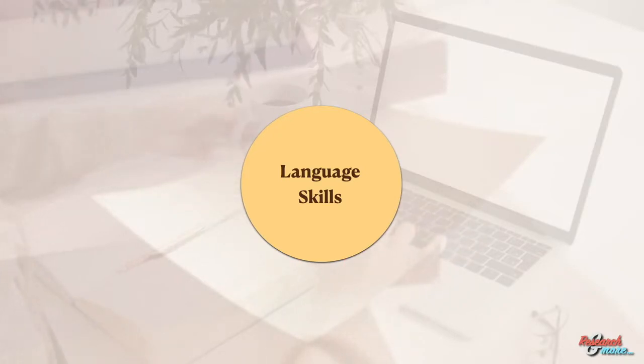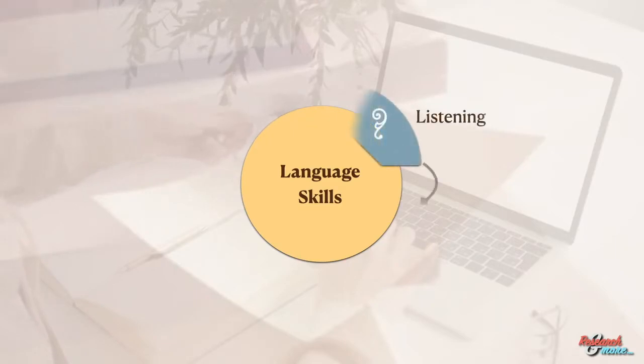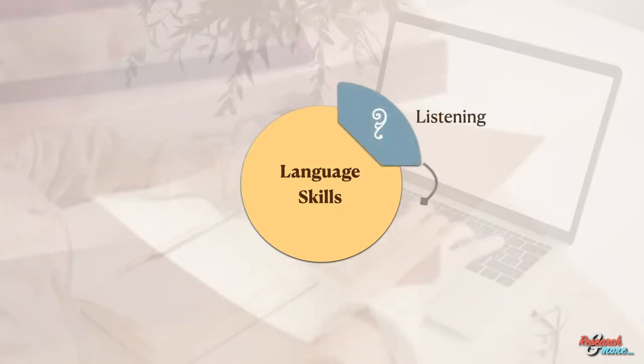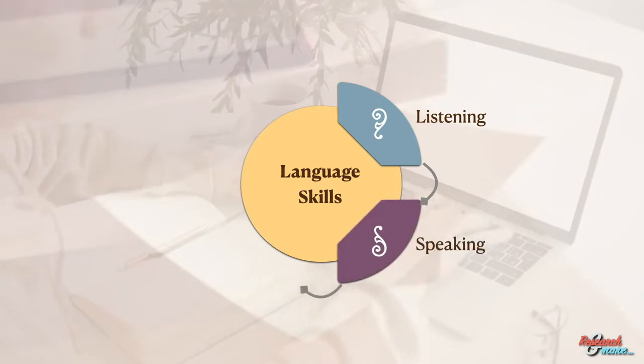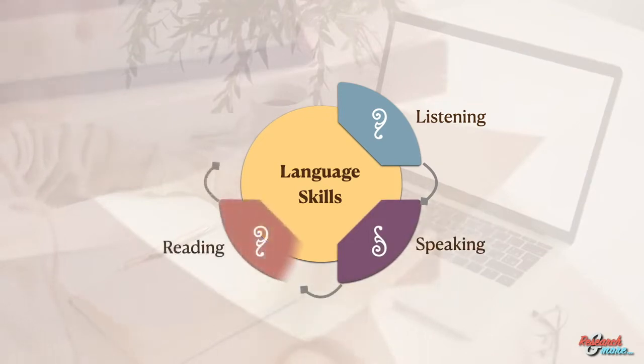To achieve the ultimate goal of mastering any language, 4 language skills are required. The first process of acquiring language skills starts with listening to that particular language, which will lead to the ability to speak in that language. The listening and speaking process facilitates the ability to read.